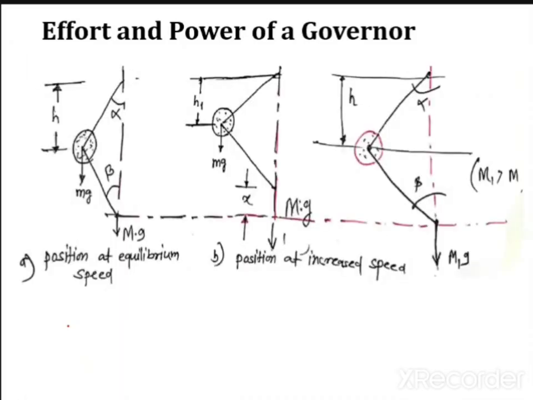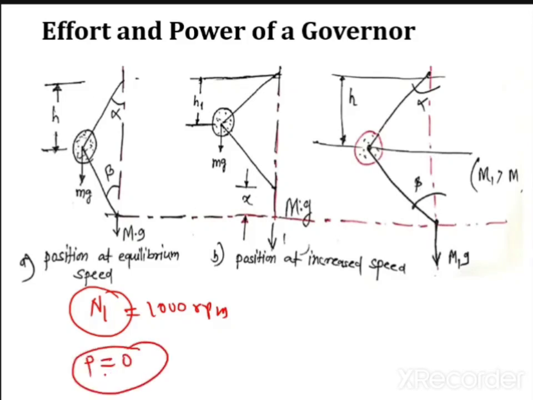Now let us move on to the derivation. In this figure, I hope you have three diagrams. As I said earlier, let us say this diagram indicates the position at the equilibrium speed, the first equilibrium speed n1. When the governor is running steadily at this n1, let us say n1 is equal to 1000 rpm, this P is equal to 0. Now, at this corresponding position, the height of the governor is h. When the governor is running at n equal to 1000 rpm, which is called the position at the equilibrium speed, the governor is running at the equilibrium speed. The height was h, and mg is nothing but a downward force acting at the sleeve.